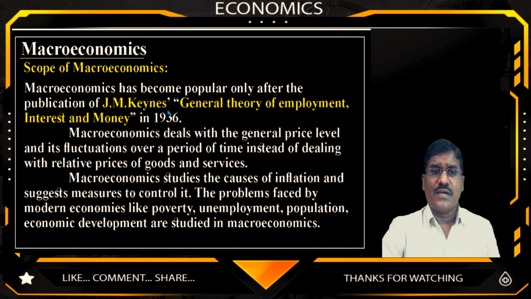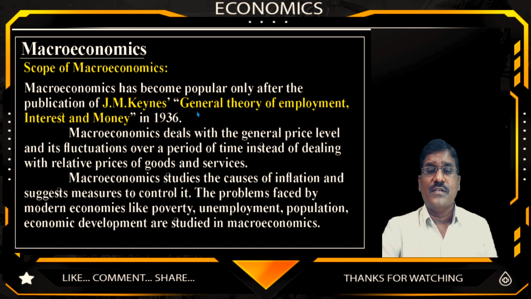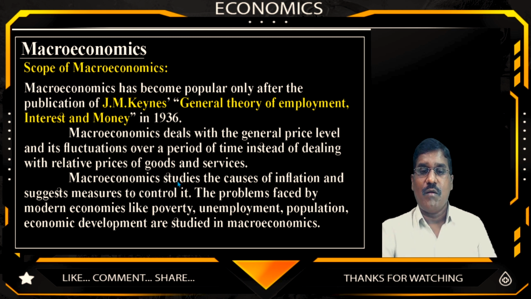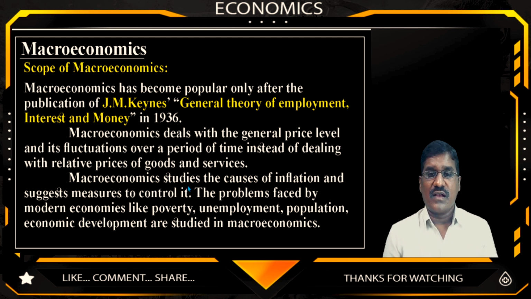After that came the Keynesian theory, which means the General Theory of Employment, Interest, and Money in 1936. Later, the economy was changed according to his views. On the basis of the General Theory of Employment, Interest, and Money, macroeconomics deals with the general price level and its fluctuations over a period of time, instead of dealing with the relative prices of goods and services.